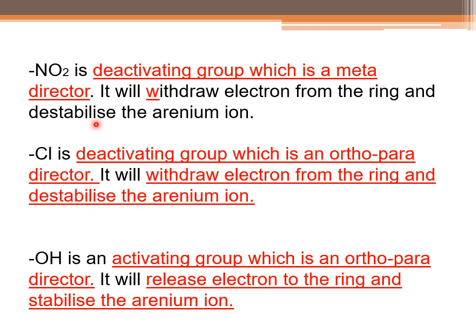This is a bit of explanation. The nitro group is a deactivating group, which is a meta-director. It will withdraw electrons from the ring and destabilize the arenium ion. This is your answer scheme, basically how to explain the reactivity of benzene with substituent. Chlorine is a deactivating group, but it is an ortho-para director. It will withdraw electrons from the ring and stabilize the arenium ion. It is stronger than the nitro group because it is an ortho-para director. The hydroxy group is an activating group. It will release electrons to the ring and stabilize the arenium ion, making it more reactive.